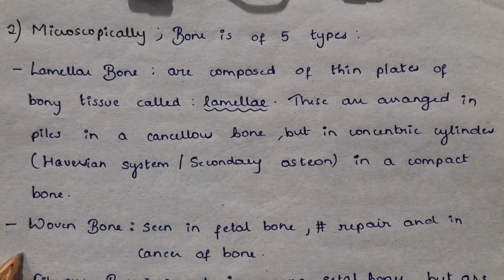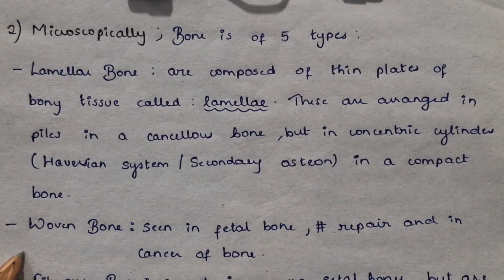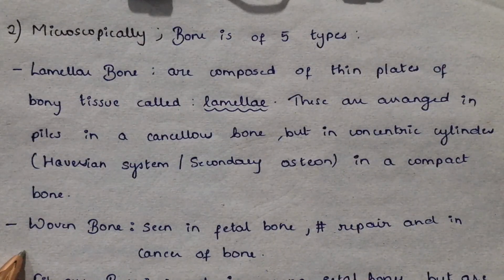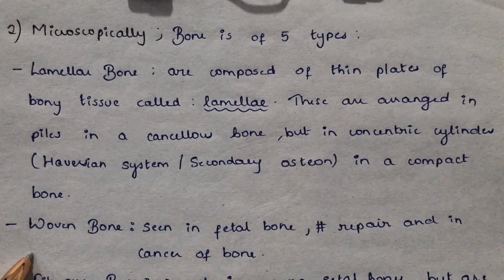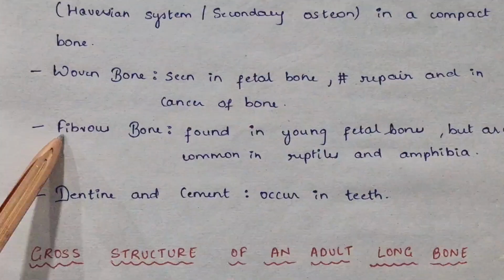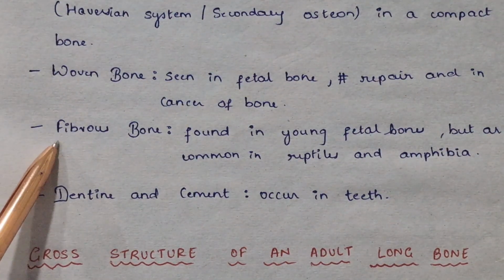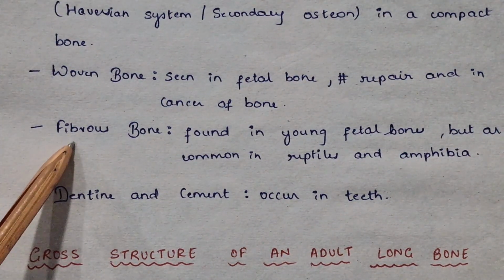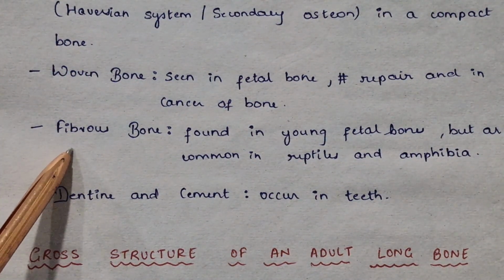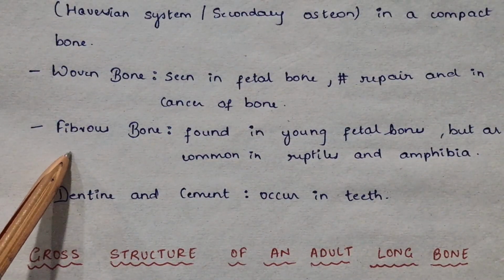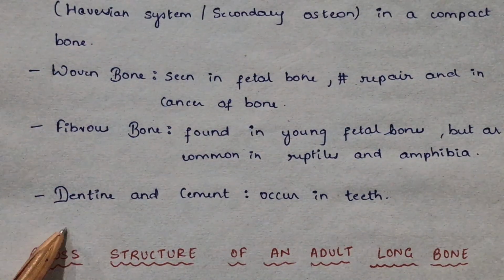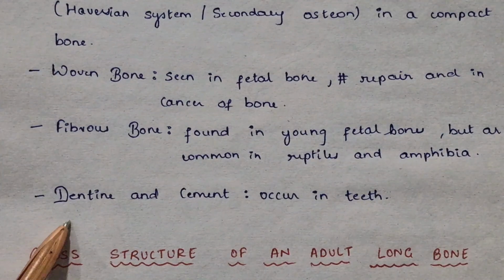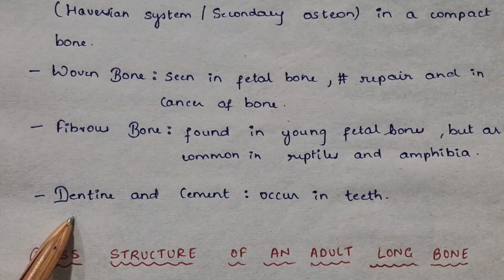The second one is a woven bone, which is seen in fetal bone, fracture repair, and in cancer of bones. The third one is a fibrous bone, which is found in young fetal bones, but are common in reptiles and amphibia. The fourth and the fifth one is dentine and cement, which occurs in teeth.